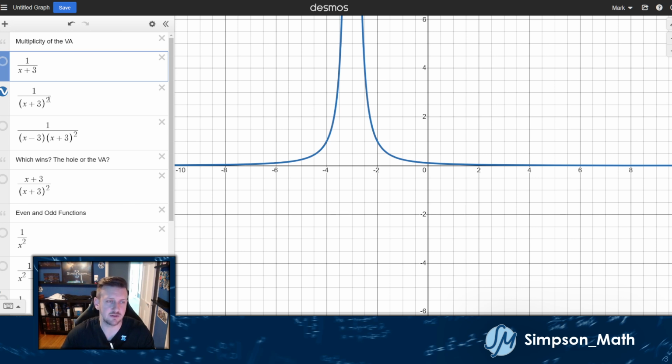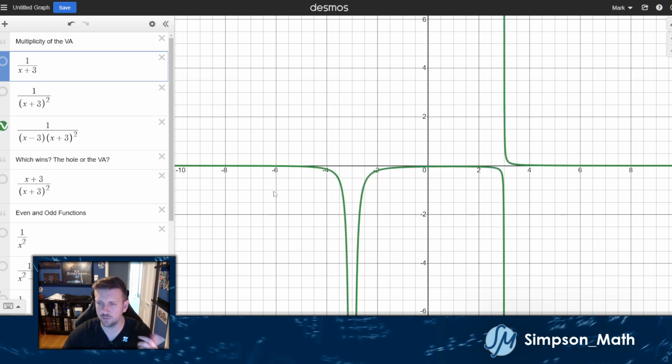So if I increase this to a 4th or a 6th or a 22nd, they would be coming from the same side, just a little bit more extreme probably. If I have an odd number, again, they would be on opposite sides of that vertical asymptote. So take a look at this one where I have both.